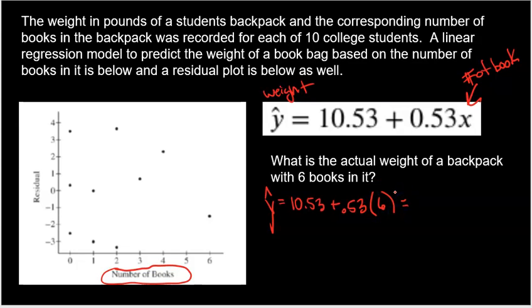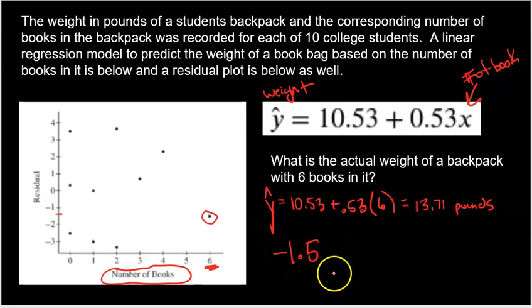So I'm going to grab my calculator. I'm going to do 10.53 plus 0.53 times 6. And the predicted weight is 13.71 pounds. All right, now, that's not what they asked for. They asked for the actual weight. Oh, but a residual plot shows residuals. So what I could do is look up 6 books, and I see a dot right here. And the residual value appears to be, well, I'm going to have to eyeball this. Let's go with negative 1.5. So the residual value is negative 1.5.